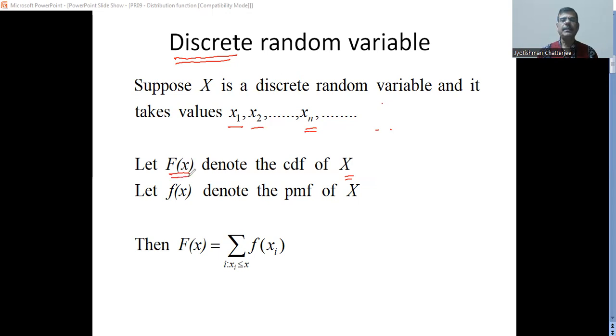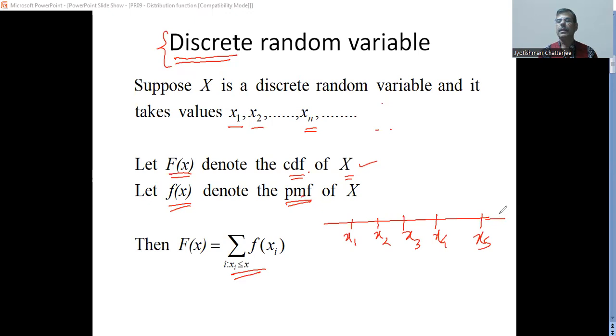Let capital Fx denote the CDF, or cumulative distribution function, of X, and small fx denote the probability mass function. Here we are considering the probability mass function because we are in the discrete case. In that case, capital Fx is given by this formula. Why is it so? Suppose X takes only these 5 values. This is the real line.